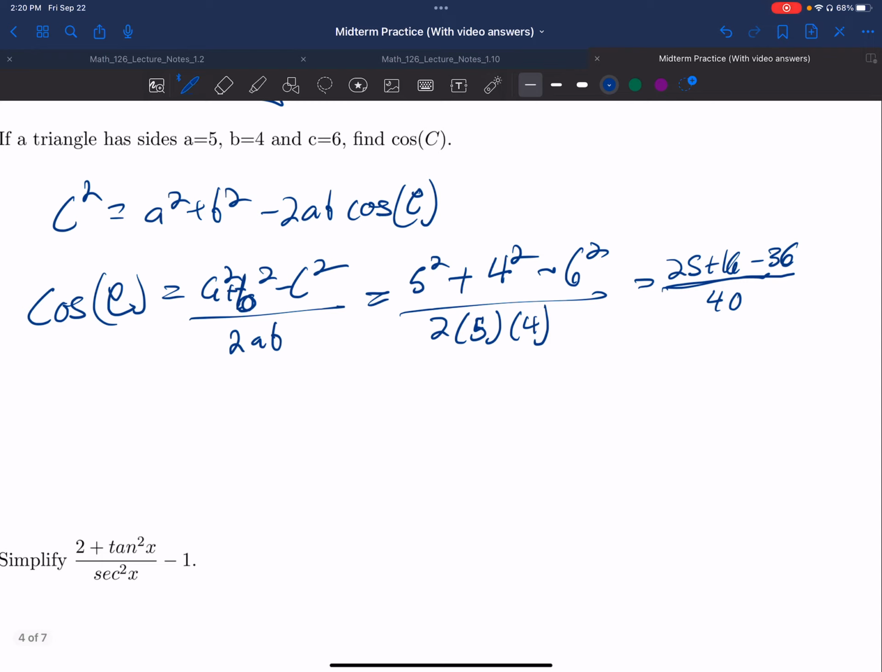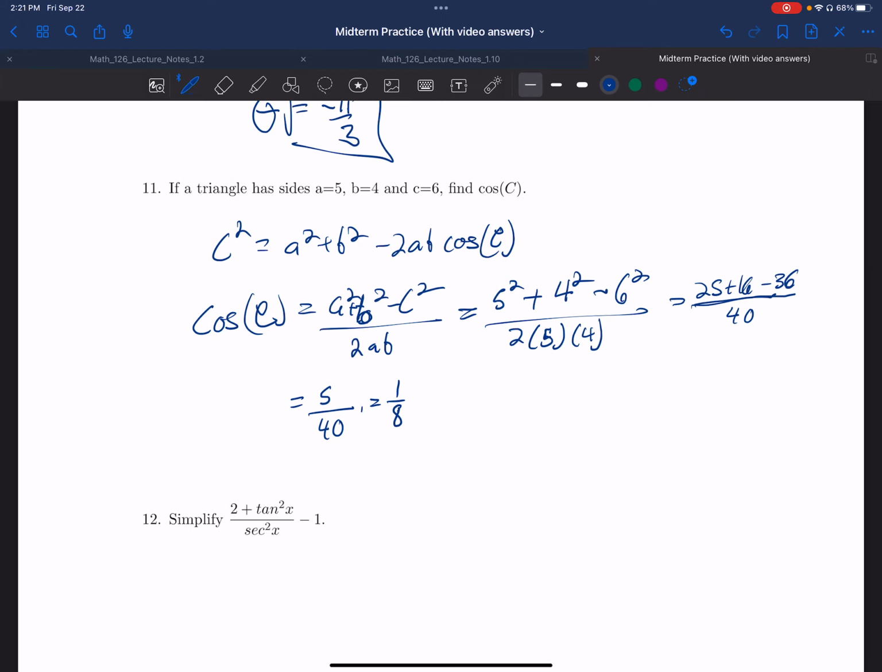So we just crunch through some numbers real quick. So 25 plus 16 minus 36 gives us 5 on top. Down below we have 40. 5 divided by 40 is the same as 1/8. Okay? And that's the answer here.